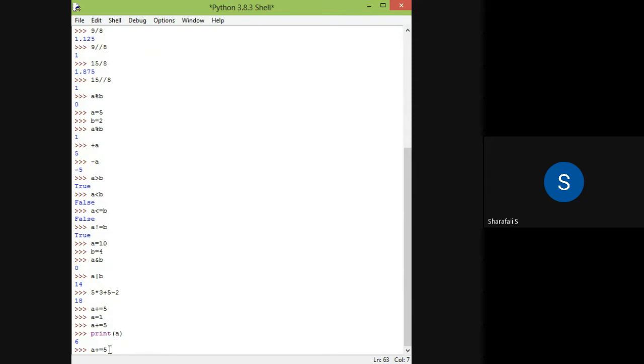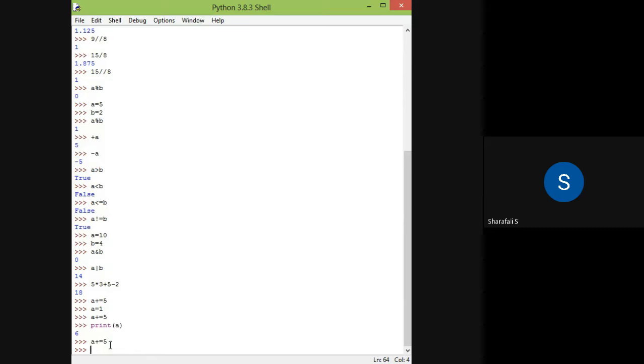So in this case, my value will change to 11, right? Because I am again adding. So now my a is 6, and again I am adding 5 with that a, so if I print that value now, I should get 11 because again I am adding 5. So this is how the assignment operation works.